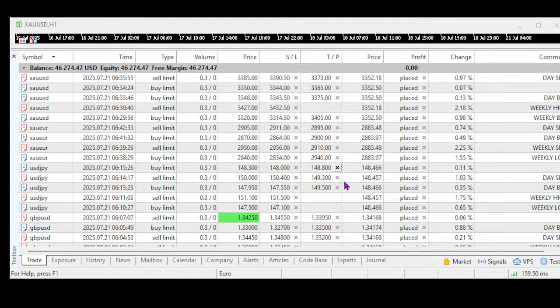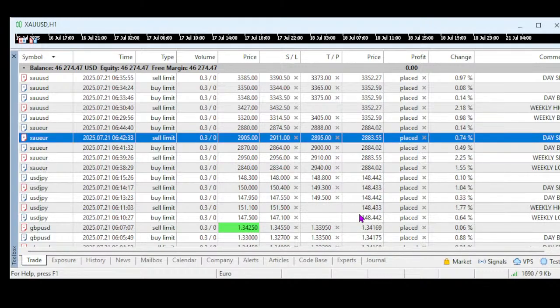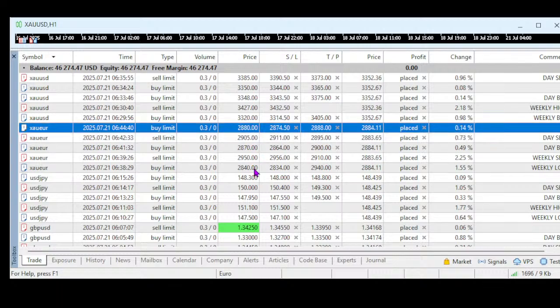Okay, this one, the expiry, we only give about 2-3 hours from now. So which means to say 12 plus 3 is 15, 15 minus 5, so it's about 10 o'clock. Okay, so we are buying at 2880, stop at 2874, TP at 2888. So this is going to be a scalping entry for gold euro.